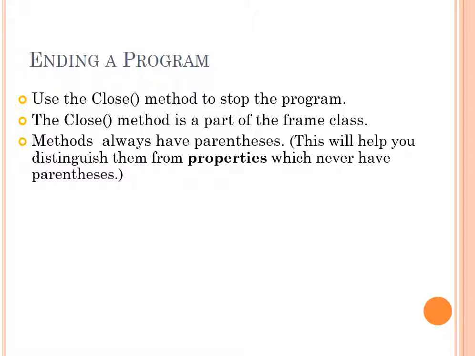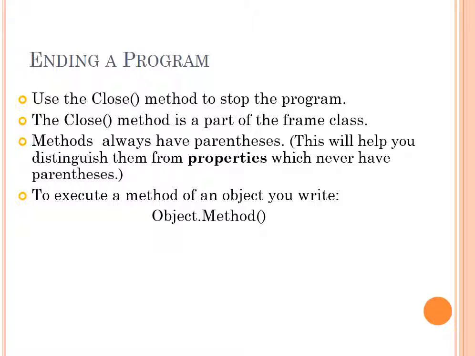Notice that methods always have parentheses. This will help you distinguish them from properties, which never have parentheses. So when you look at object name dot something, you can tell whether it's a property or method by whether it has parentheses or not. To execute the method of an object, you write the object's name, dot, the method. Again, notice the parentheses. That's the form it's going to take: the object's name, dot, whatever the name of the method is, and the parentheses.